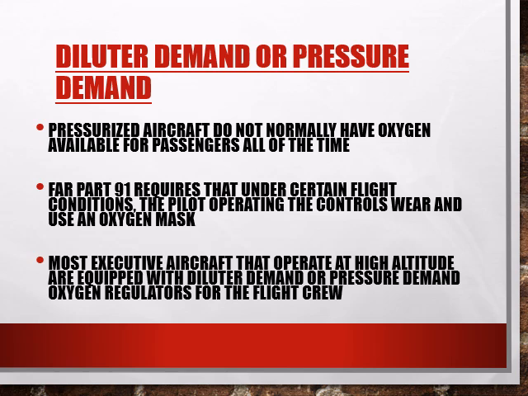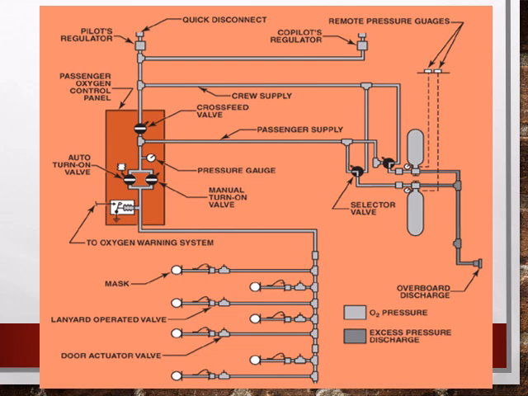Pressurized aircraft don't typically supply oxygen to passengers unless required. FAA regulations mandate that crew members wear masks above certain altitudes. High-performance aircraft use diluter or pressure demand regulators for the flight deck. Aircraft that do not require oxygen to be constantly available to passengers will have a diluter or pressure demand regulator for the flight crew.